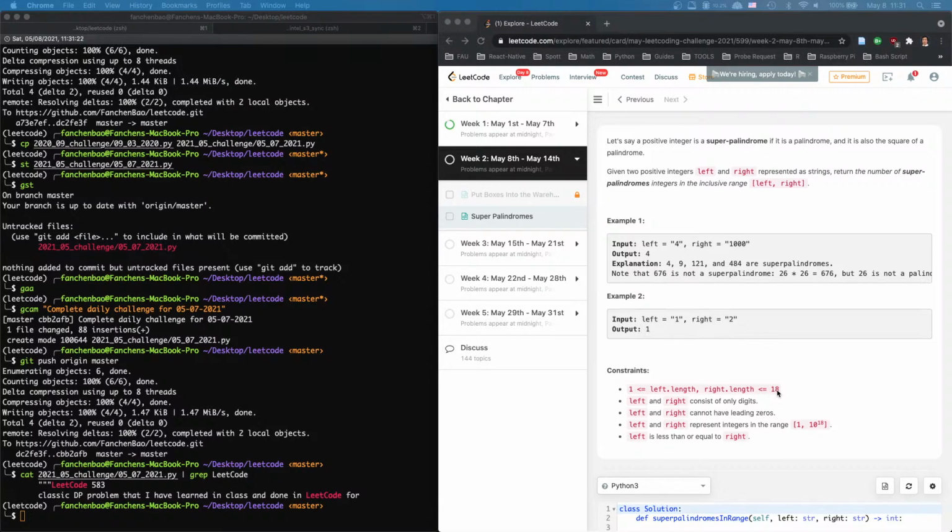10 to the 9th is 10 digits, so we're going to handle a maximum of 9 digits. If we keep going, 7 digits is 9 to the 4th, 8 digits is also 9 to the 4th, and 9 digits is 9 to the 5th. Let's see how many there are. 9 to the 5th is 59,000. So 59,000 numbers.